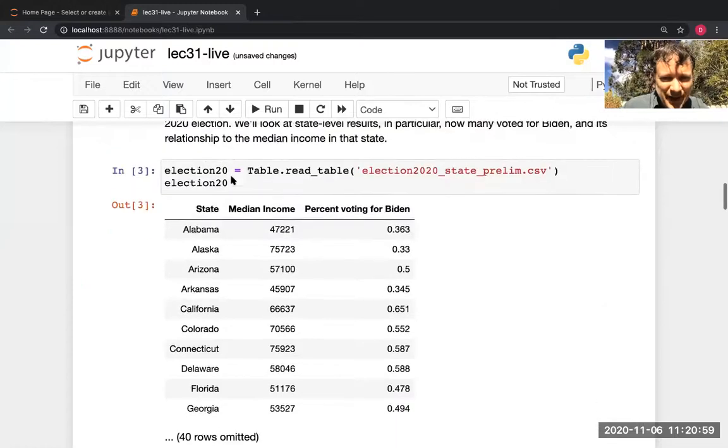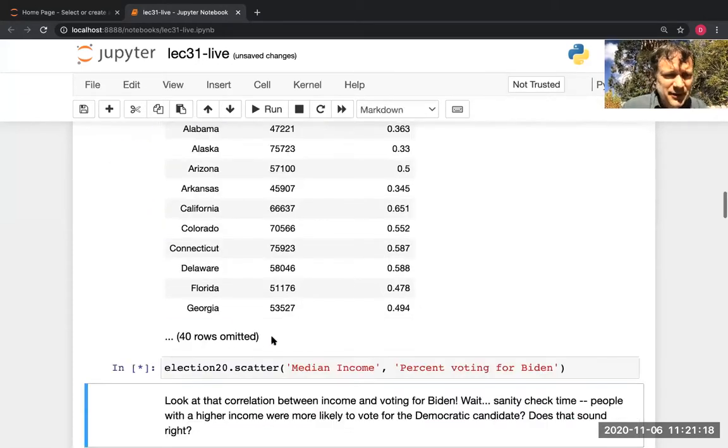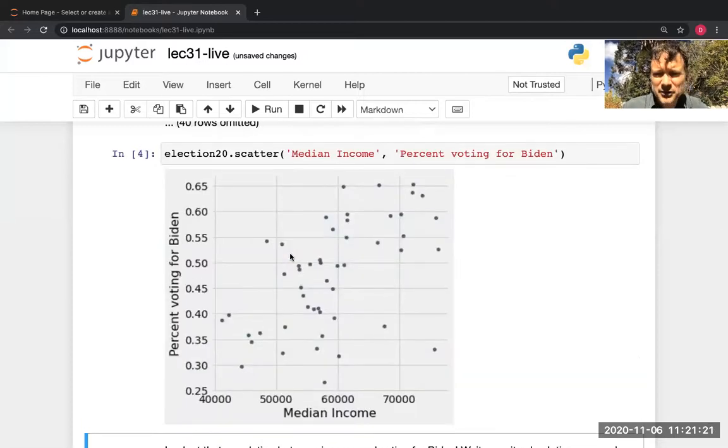And here we have for each state the percentage of people who are currently, according to currently reported results, reported as voting for Biden. And we're going to look at the relationship between that and the median income in the state. My information on the median income is a little out of date, but probably won't have changed too much. So put that into a single data set, and then we're going to do a scatter plot. And here's what the scatter plot looks like. So just visually look at this data set and tell me what your interpretation is based on the scatter plot.